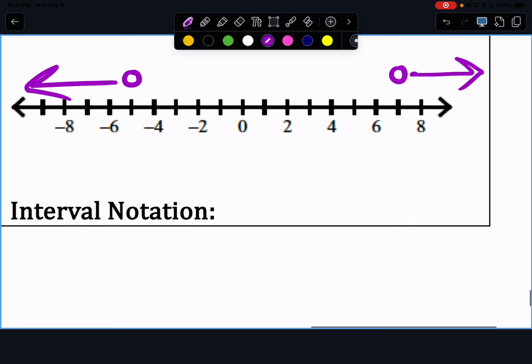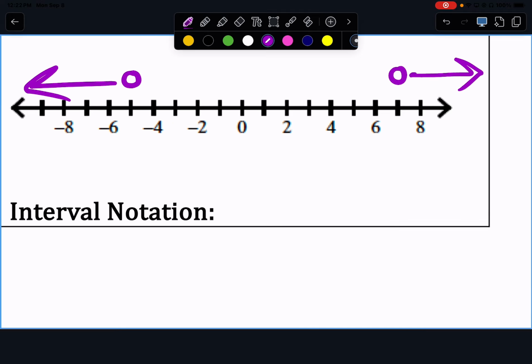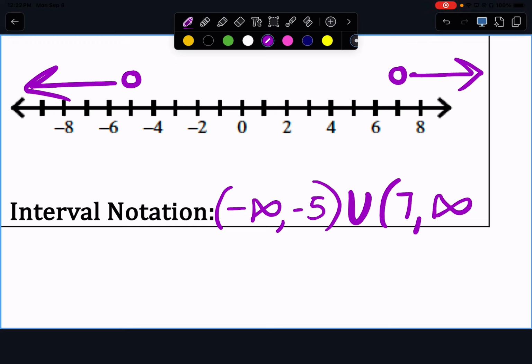So we will write our answer here in interval notation. So negative infinity to negative 5, both of those will get a union, then 7 to infinity.